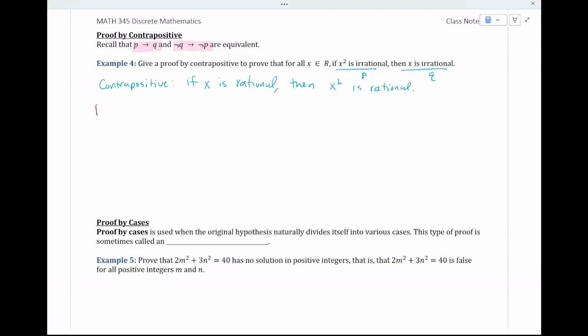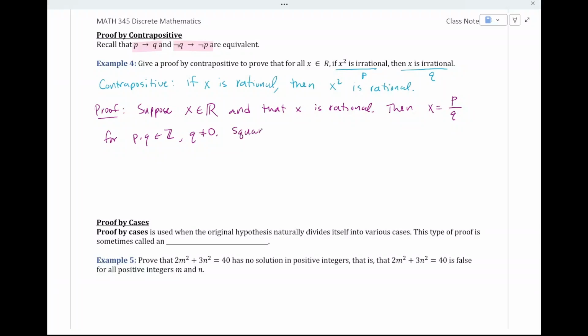So let's get into our proof. And we're going to prove this contrapositive statement. So I'm going to suppose that x is in R, which is my domain. So this is who we are talking about, and that x is rational. Then x can be written as P over Q for some integers P and Q where Q is not 0. That's my standard setup for rational numbers.